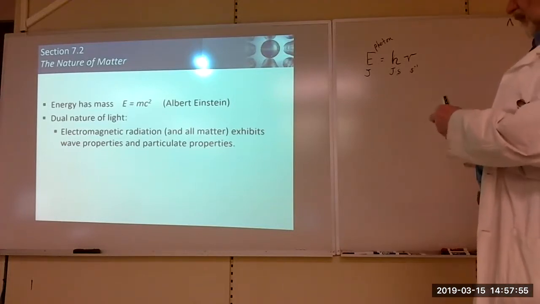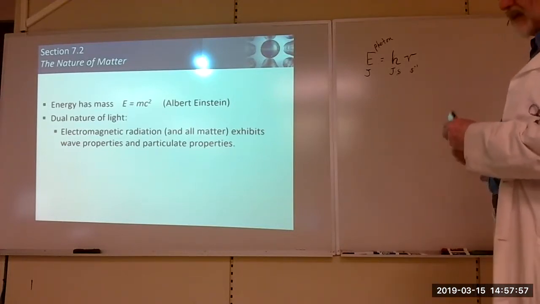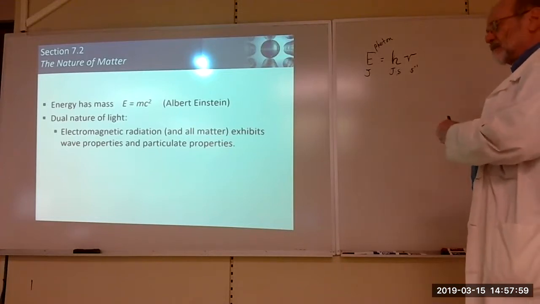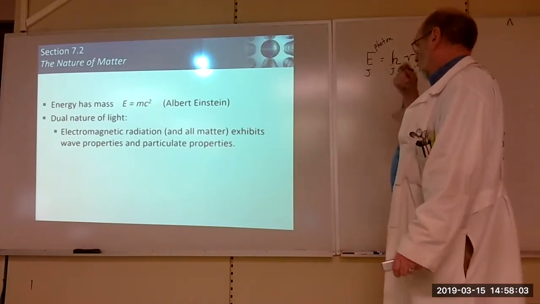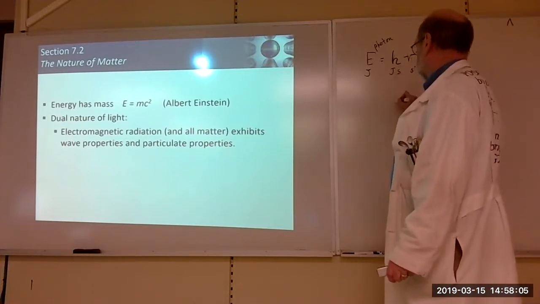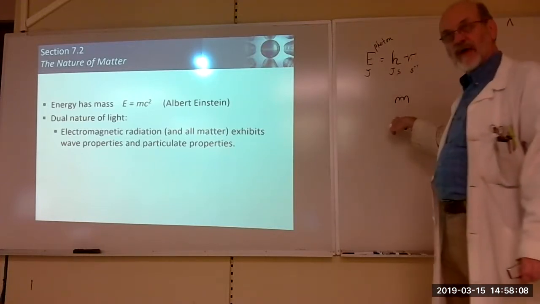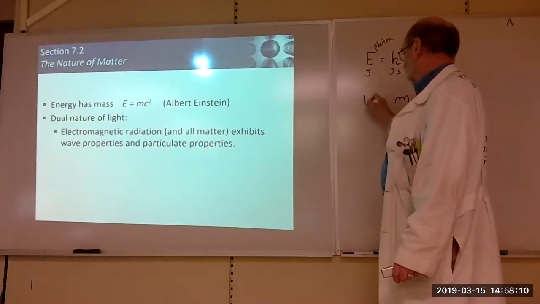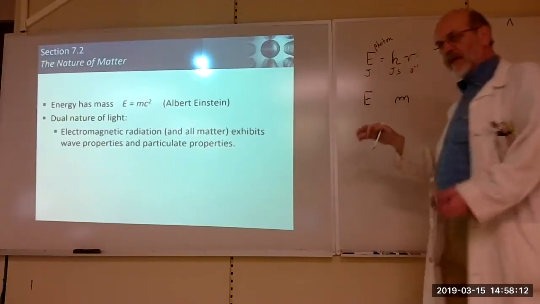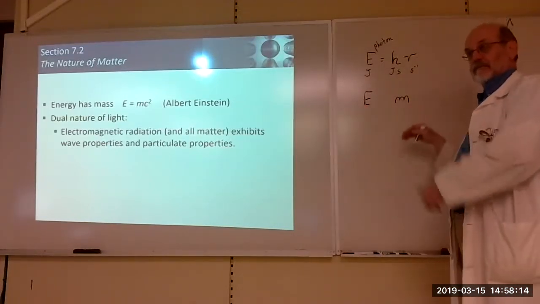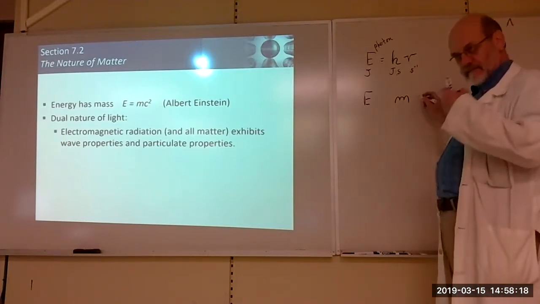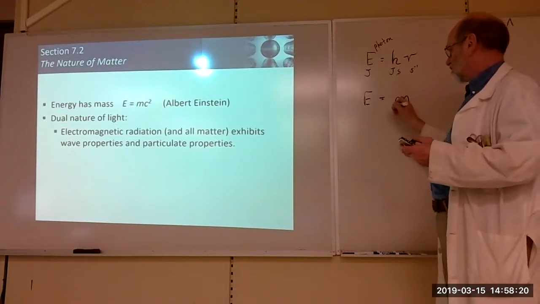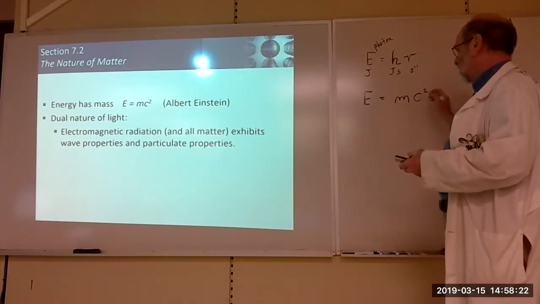So, Einstein did come up with E equals MC squared. You know, he proved that one too. And he said the mass of matter is interchangeable with energy, and the constant that determines the conversion is the speed of light.